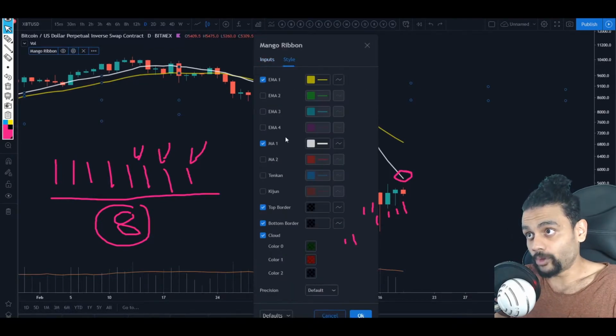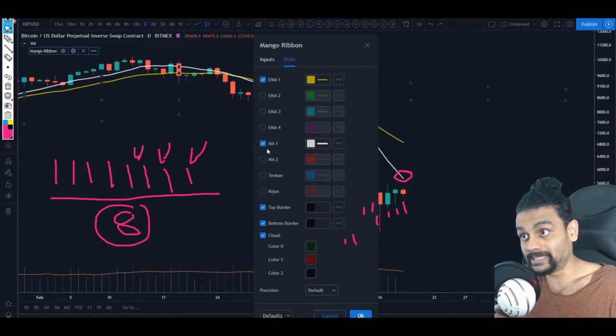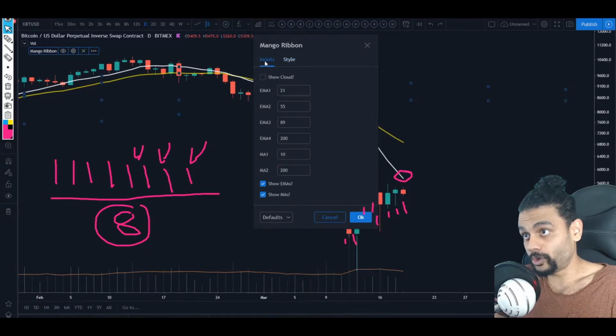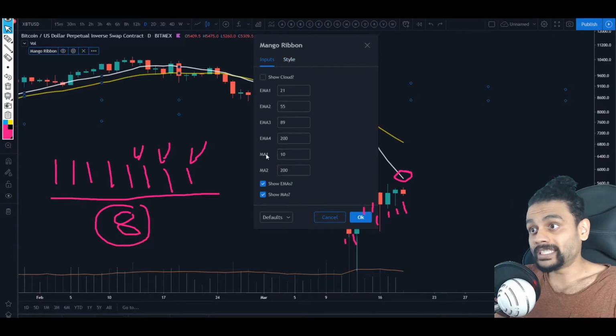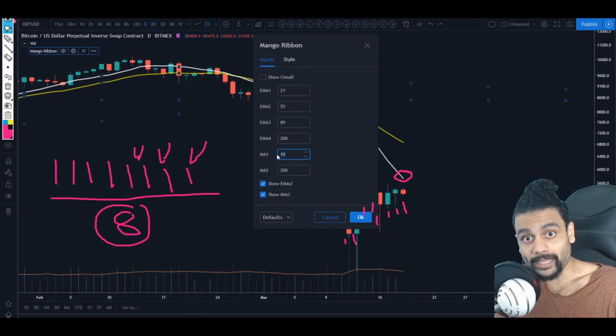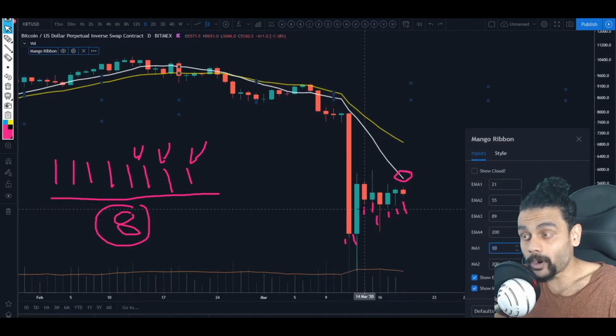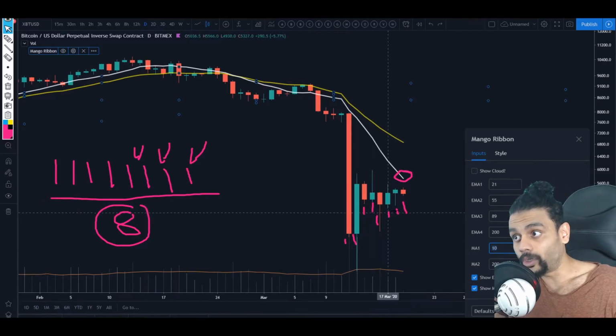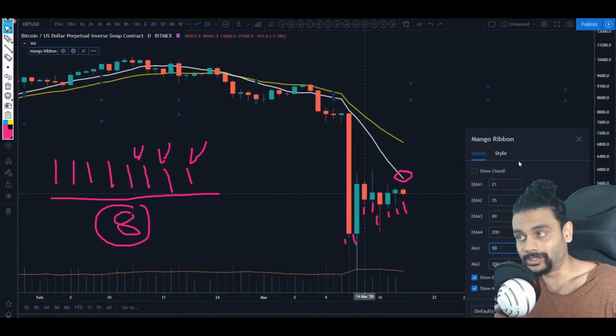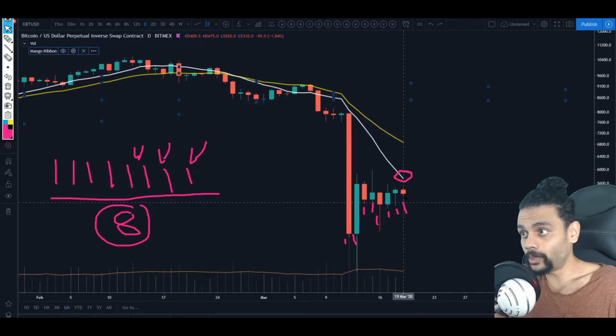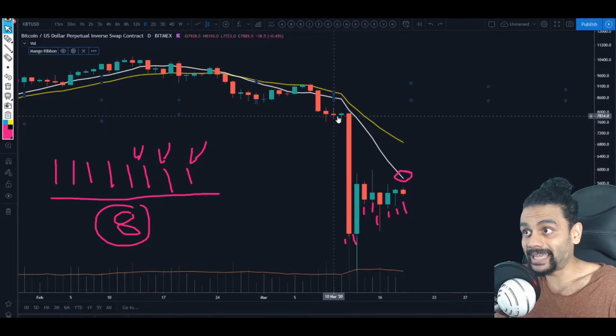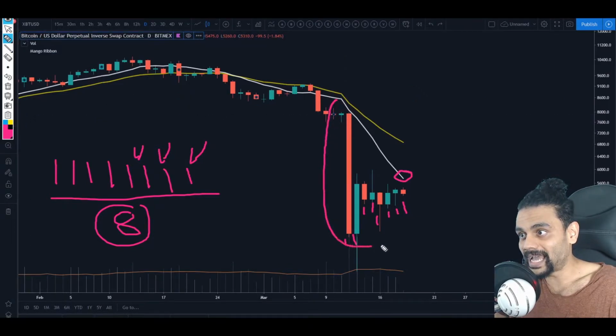So over here, if you go to our white moving average, it says moving average 1. Go on over to your inputs on your mango ribbon, and you'll see that moving average 1 is set to 10, right? What does that mean? That's exactly what we're talking about here. The number of candles, the number of data points, we are going backwards. So over here we are going 1, 2, 3, 4, 5, 6, 7, 8, 9, 10. What does that mean? It means we're taking the average of these candles over here.